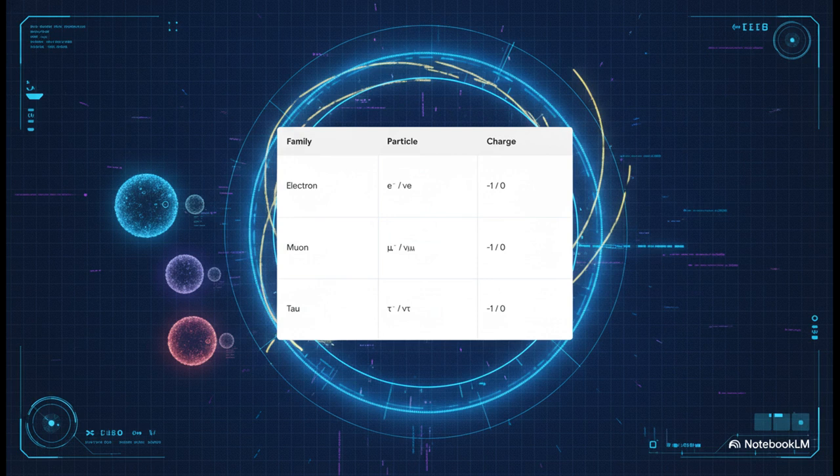In our first family, we have our familiar everyday electron, and it's paired with its incredibly elusive zero-charge partner, the electron neutrino. Then we step up to the heavier families. You've got the muon and its neutrino, and finally the massive tau and its neutrino. And those neutrinos, man, they are like literal ghosts. They have almost no mass and zero electric charge, making them nearly impossible to actually detect.